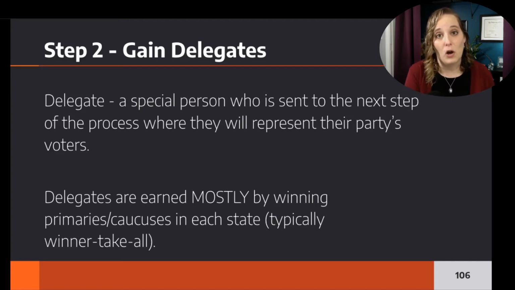In the Democratic Party, there are superdelegates or unbound delegates. These superdelegates or unbound delegates are not won by winning a primary or a caucus. These delegates are won simply by whatever they decide they want to do. In the last couple of years, however, in the Democratic Party in particular, superdelegates have been given less power within the Democratic Party.